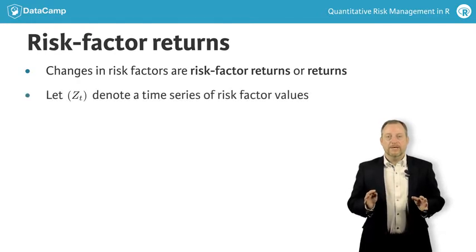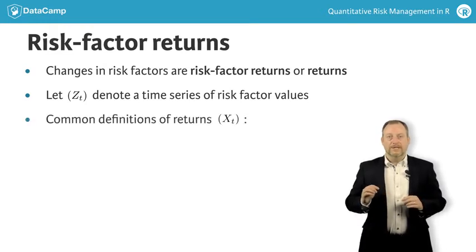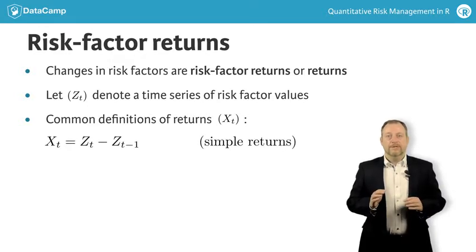Let Z_t be a time series containing the values of a risk factor at a set of regularly spaced times, which could represent days, weeks, months, etc. For illustration, let's suppose it is a daily series. Here are three different ways of defining risk factor returns x_t. In the first definition, the returns are the differences of the risk factor values, known as simple returns.